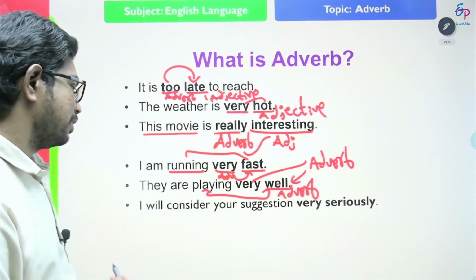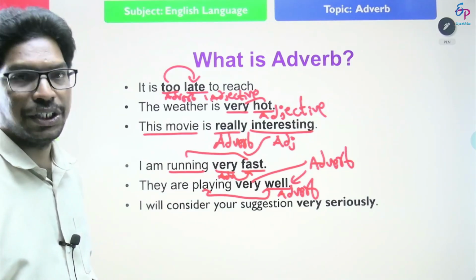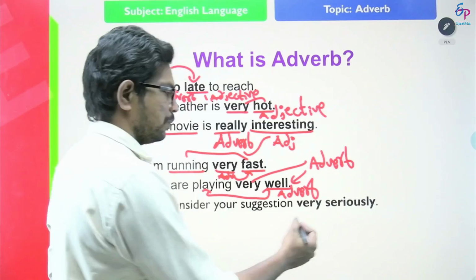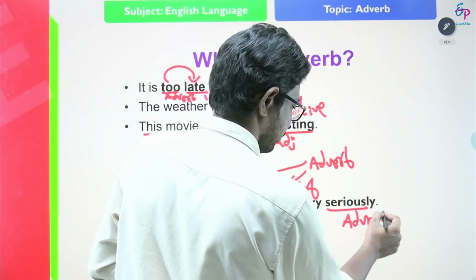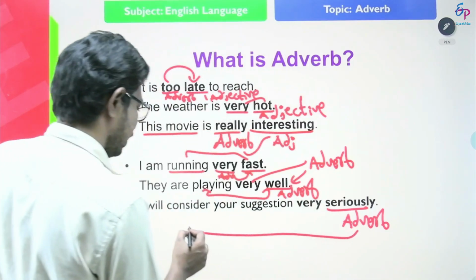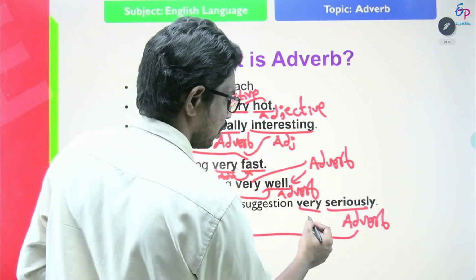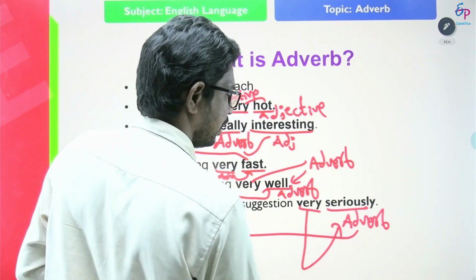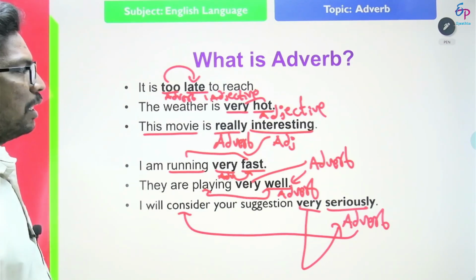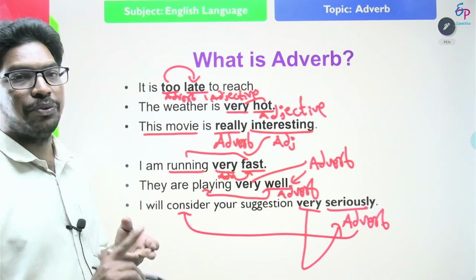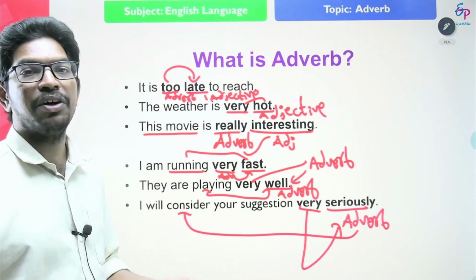Look at another example. I will consider your suggestion very seriously. In this sentence, seriously is an adverb. It is modifying the verb consider. So here very is also an adverb. It is modifying another adverb, that is seriously. So now you clearly understood an adverb modifies a verb, an adjective and an adverb. Next, let us see how it modifies a sentence.